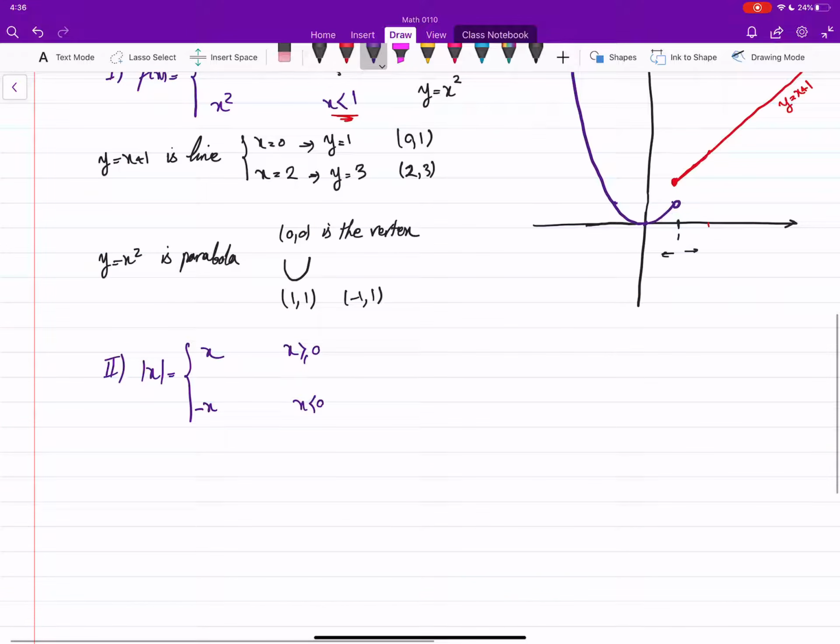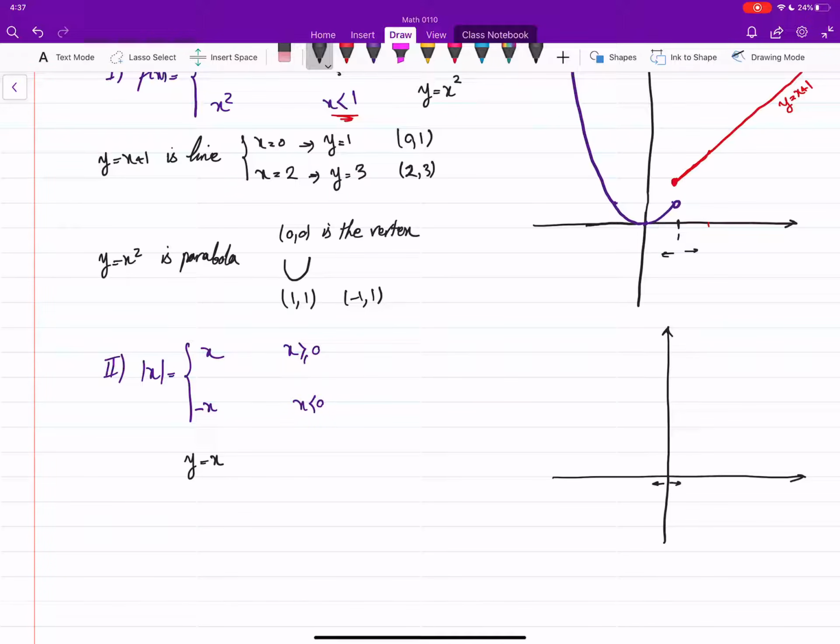How about this absolute value? Well, absolute value is easier than the other one because the pieces we have are both lines. And if I start from the pieces, so this is one part of the domain, that part is another part.